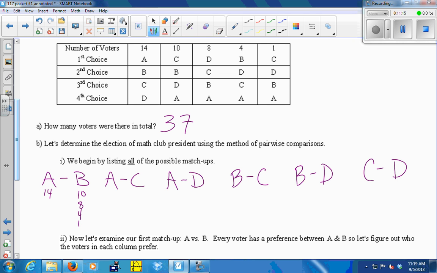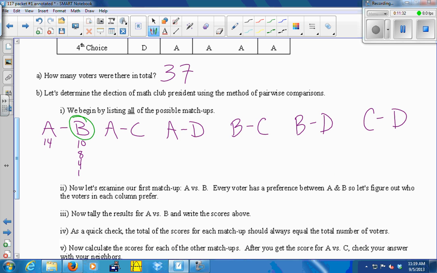Did I add it wrong? 23, yeah, 23 votes. A is 14, so B is the winner here. So we just circle B, call them the winner. So I'll write down here, the final tally was 14 to 23, right?